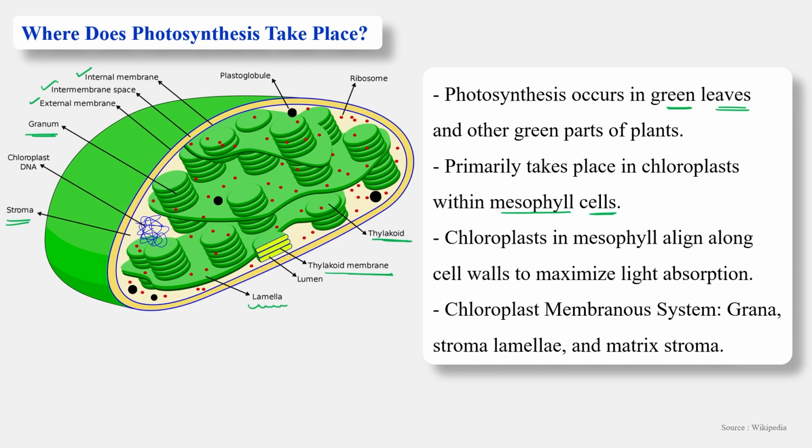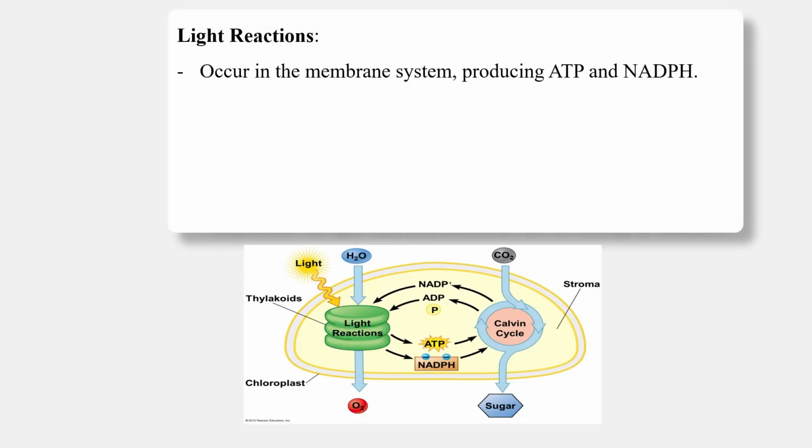Okay, so there are certain accessories present over here which participate in photosynthetic reactions. There are two types of reaction, light reaction and dark reaction. So the first one is light reaction. This light reaction occurs in the membrane system, and in the light reaction production of ATP and NADPH occurs. This is the light reaction.